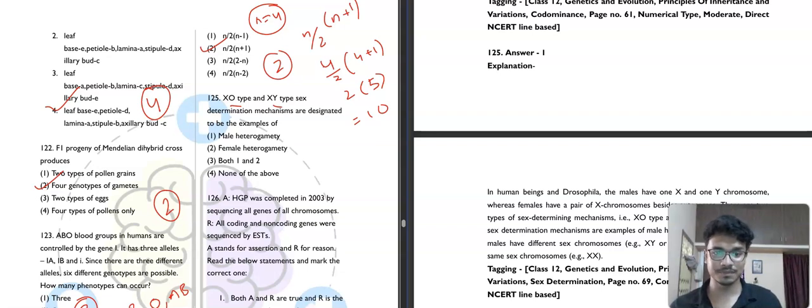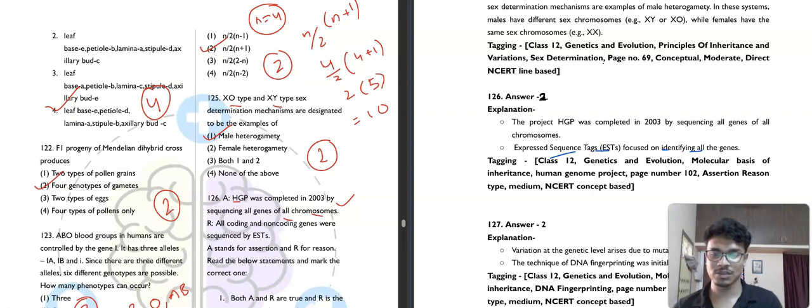So it will be male heterogamety, first option. You can read the explanation here: in human beings and Drosophila, males have XY chromosomes, and females have a pair of X chromosomes beside the autosomes. The next question, question number 126, it is saying assertion.